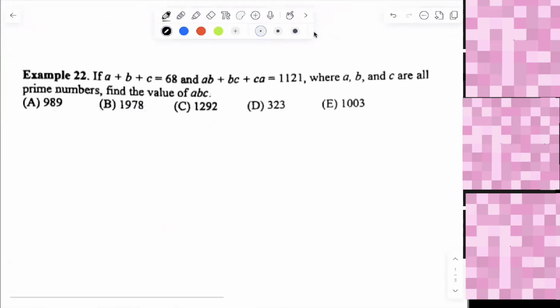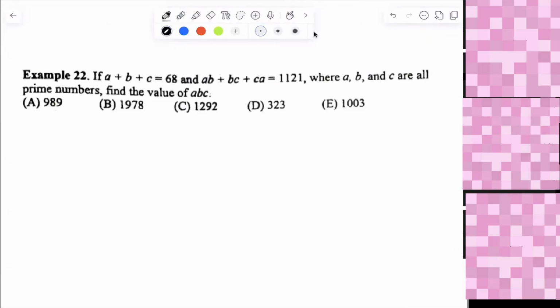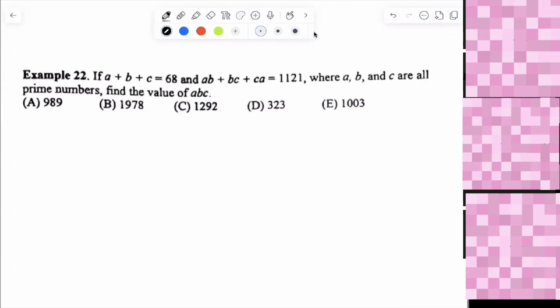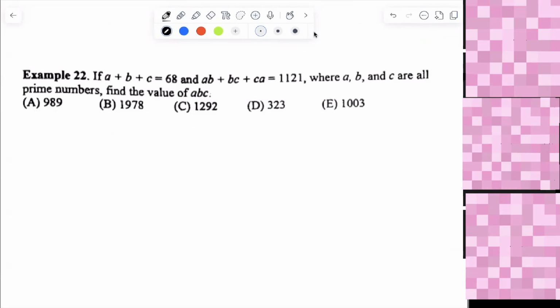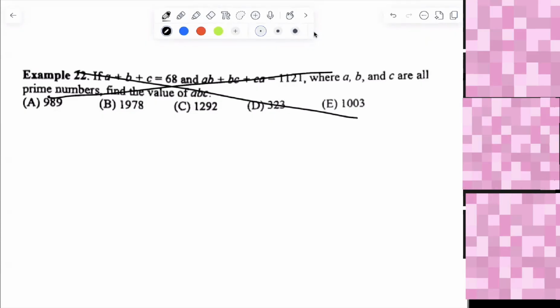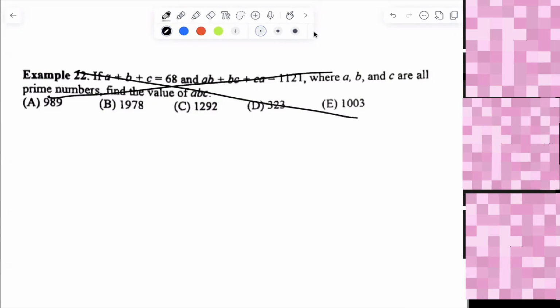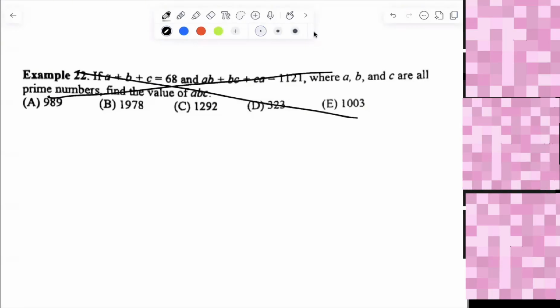If A plus B plus C is equal to 68, and AB plus BC plus CA is equal to 1121, where A, B, and C are all prime numbers, find the value of ABC. We also did this question, pretty sure, in the last class, so I'll just skip this for now. But the whole idea is to use the parity, odd and even, to rule out prime numbers. For example, A plus B plus C is equal to 68. It can only be 3 even or 2 odd, 1 even.